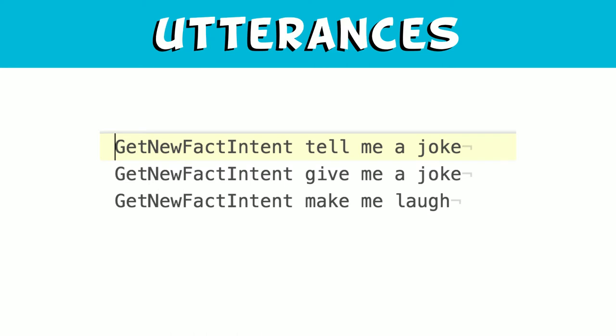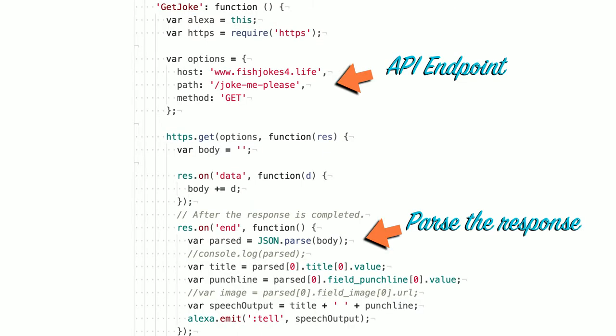The utterances, again, in this example were the same. Here's the Lambda function code. So we're making a request to the joke me please URL on our fish jokes site. On the Drupal side of things, this was just a view created to return JSON and grab a random joke content type piece and send back the JSON structure for a node. And then after we get the response, we parse it as JSON, we pull out the title and the punchline, we concatenate them together and return that value.